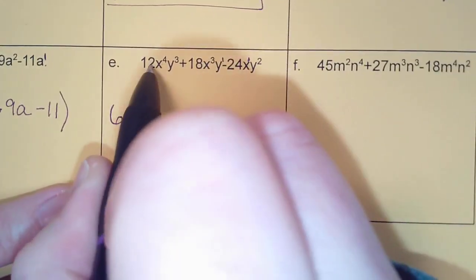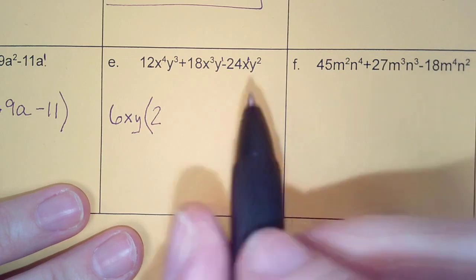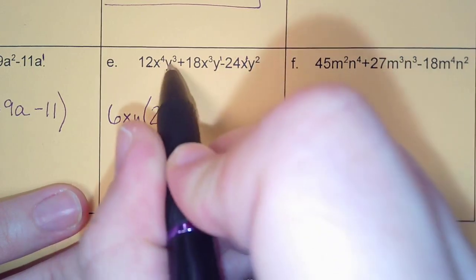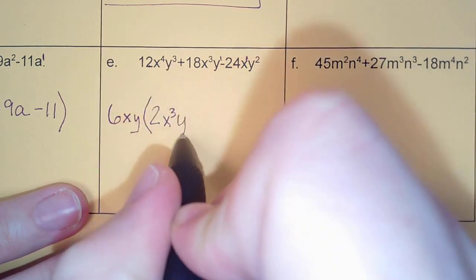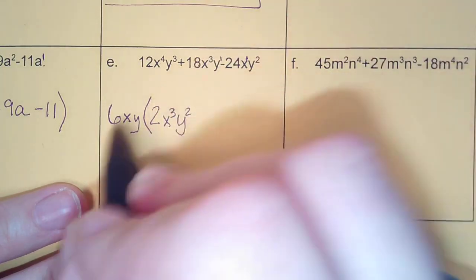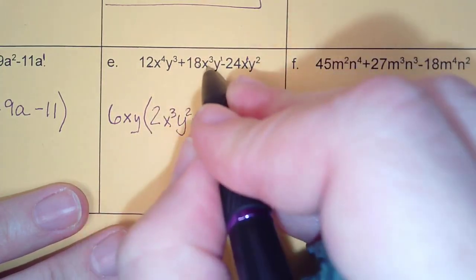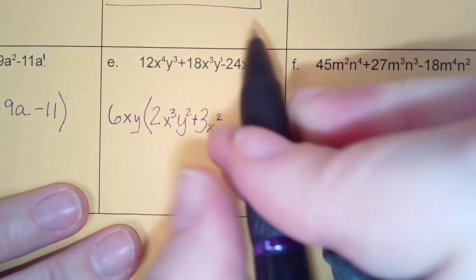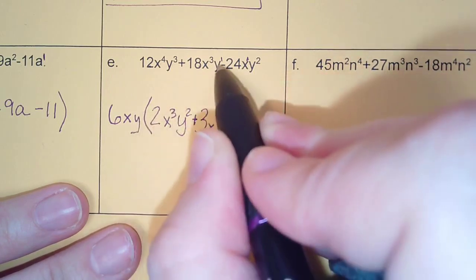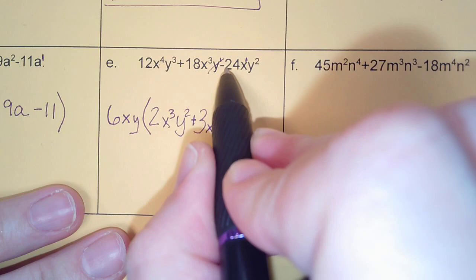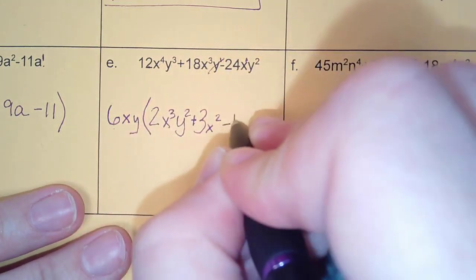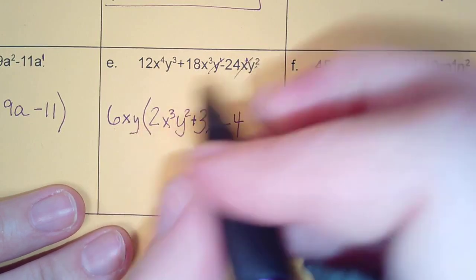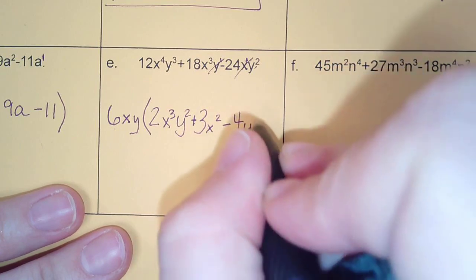And let's divide. 12 divided by 6 is 2. For our x's, x to the fourth, I'm taking away one of them, so x to the third. This has 3 x's, I'm taking away one of them, so x squared. 18 divided by 6 is 3. This has 3 x's, I'm taking away one of them, so x squared. This has 1 y, I'm taking away 1 y, so they go away, cancel. Negative 24 divided by 6 is negative 4. This has an x, I'm taking away an x, so cancel. This has 2 y's, I'm taking away 1, so 1 y.